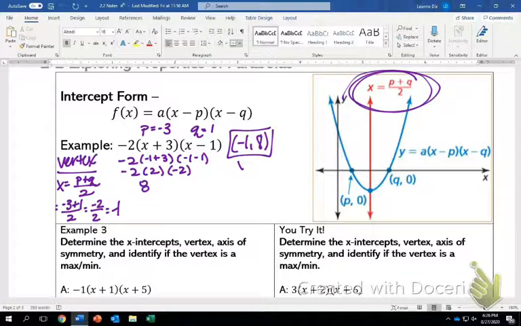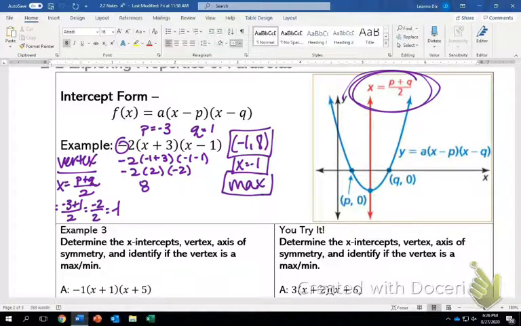After that, I can easily find my axis of symmetry. It's the first number of my vertex, so it would be x equals negative 1. Box that in. Then I can easily tell if it's going to be a maximum or a minimum. I have this negative in front, therefore it is opening downwards, and I should have a top or a maximum. Box that in. So then the final piece is your intercepts.